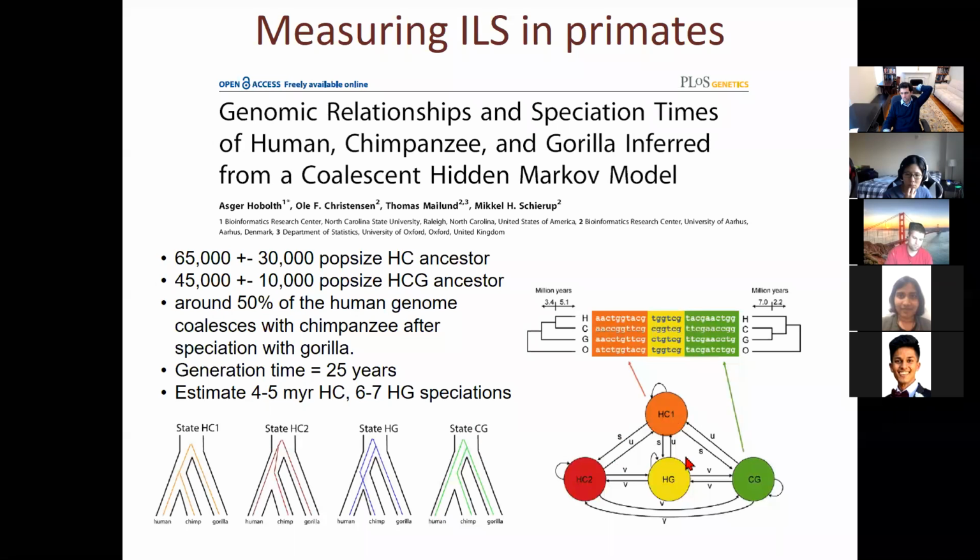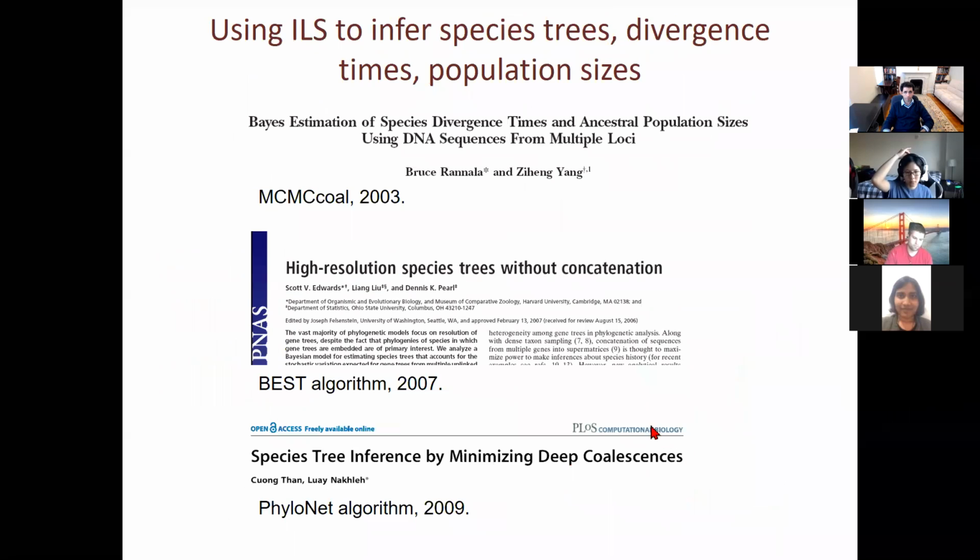You can basically build this hidden Markov model that allows you to infer which topologies are more or less likely to occur. And then again, incomplete lineage sorting has been used to infer species trees, divergence times, and population sizes. So you can estimate species divergence times and ancestral population sizes using DNA sequences from multiple loci.